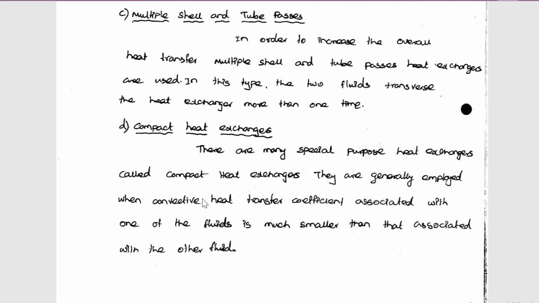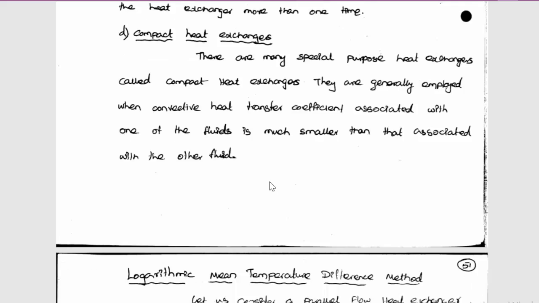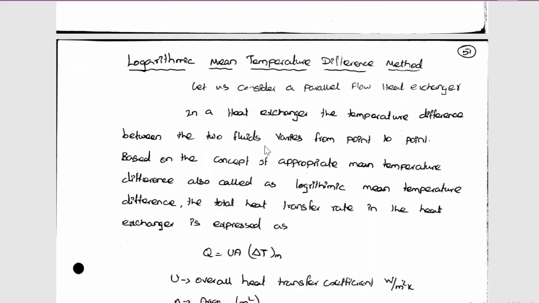Next thing, whenever we are going to solve a problem, we are going to use two methods. One is the LMTD method and the second one is the NTU method. LMTD method is nothing but the logarithmic mean temperature difference method. NTU method is nothing but the number of transfer units method. Now I am going to derive the expression for LMTD.